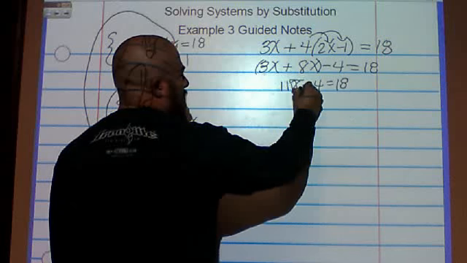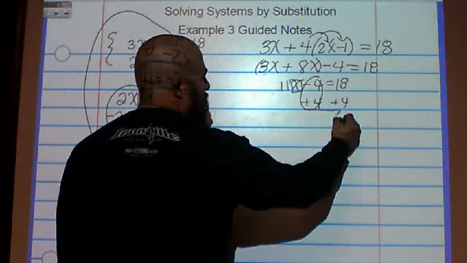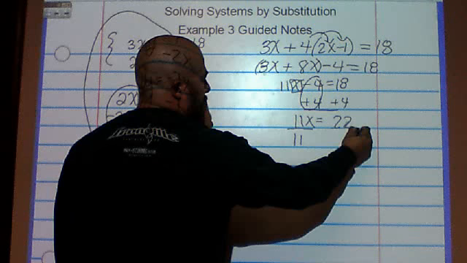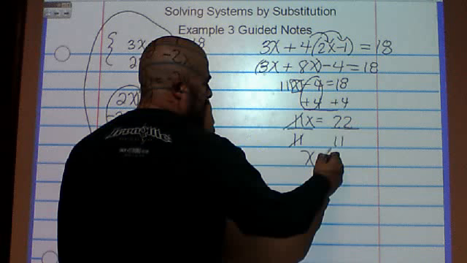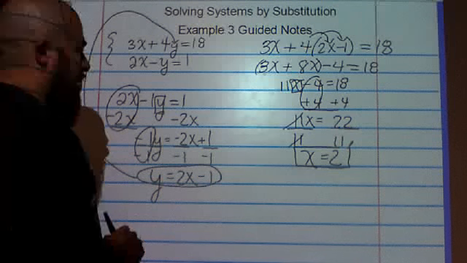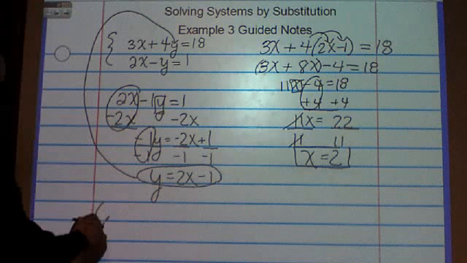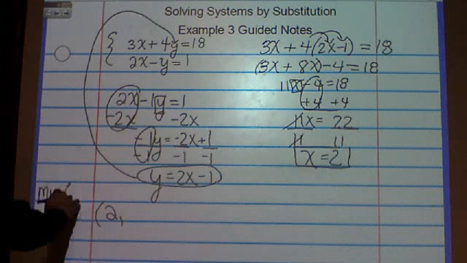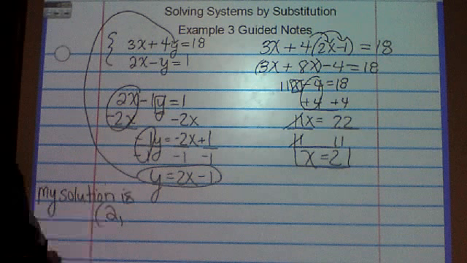Solve for x, so I add 4 to both sides. 0 pair, that's 22. Bring down 11x. Divide by 11. And it took me all of this to find out that x equals 2. Okay, so I know my solution. I'll write it right here. I know it's going to be x is 2. So my solution is x is 2 right now.